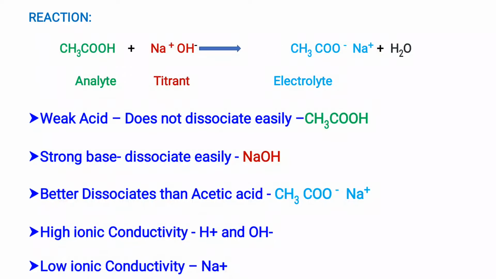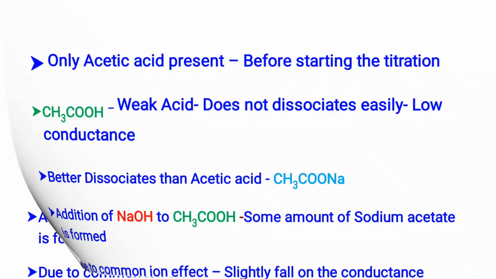We can take the example of weak acid and strong base. The weak acid is acetic acid and the strong base is sodium hydroxide. Acetic acid is a weak acid, it does not dissociate easily. The weak acid is the analyte. Here sodium hydroxide is the titrant, which is taken in the burette. On reaction between acetic acid and sodium hydroxide we get sodium acetate. Sodium acetate is an electrolyte. It dissociates better than acetic acid, and will be represented as ions. H+ and OH- ions have high ionic conductivity and Na+ ions have low ionic conductivity.